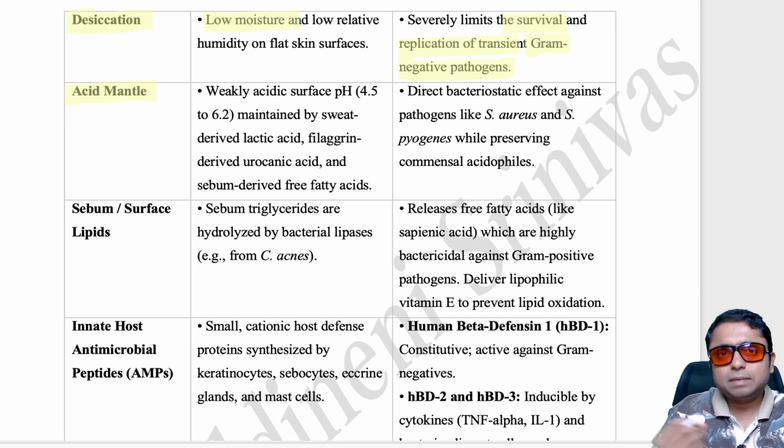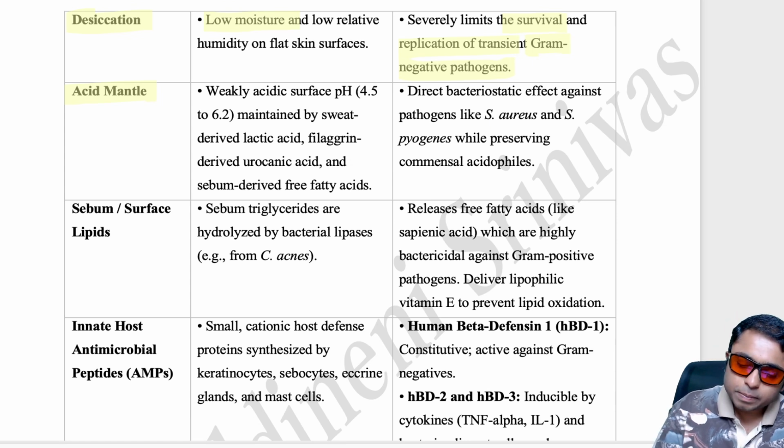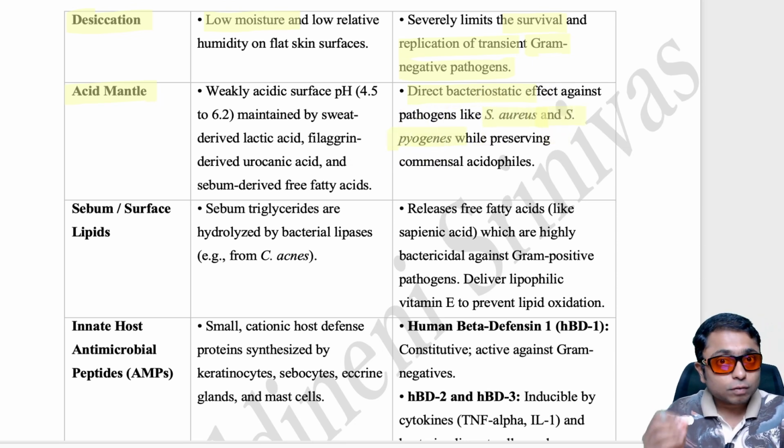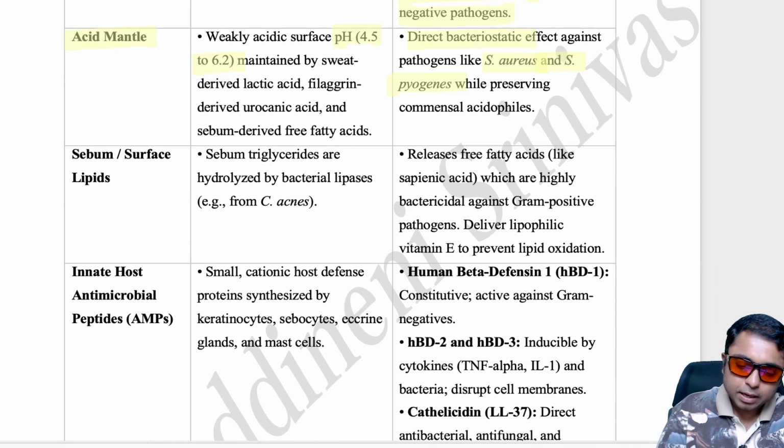Obviously the acid mantle, the organisms are not going to be able to proliferate in the acidic environment. Of course, there are a few of them which can withstand this acidic environment, but most of them cannot. For example, the direct bacteriostatic effect which can be seen on Staphylococcus aureus and Streptococcus pyogenes is because of this pH, which is 4.5 to 6.2, right?